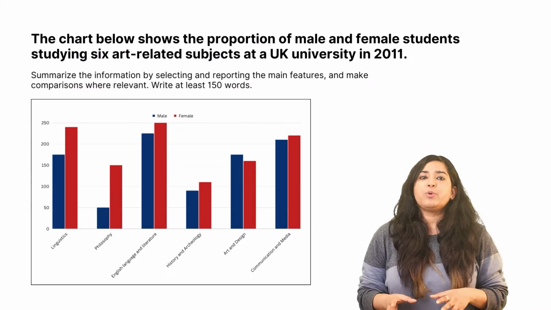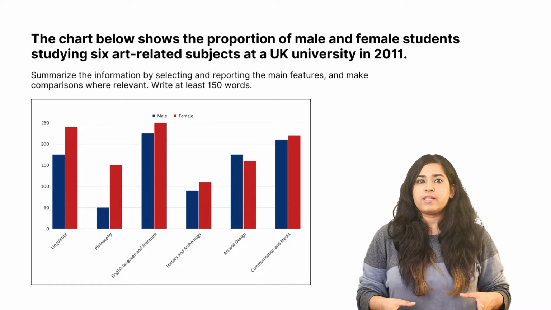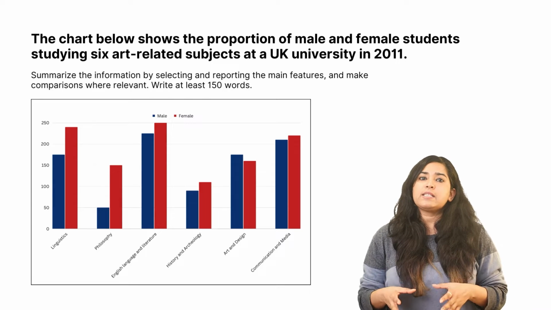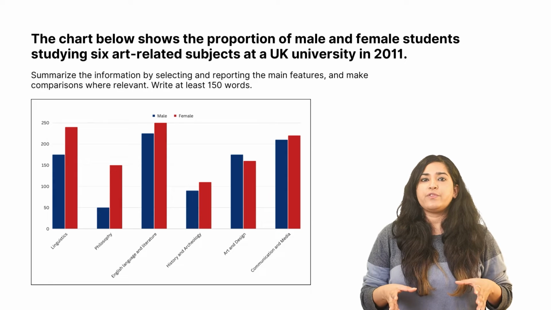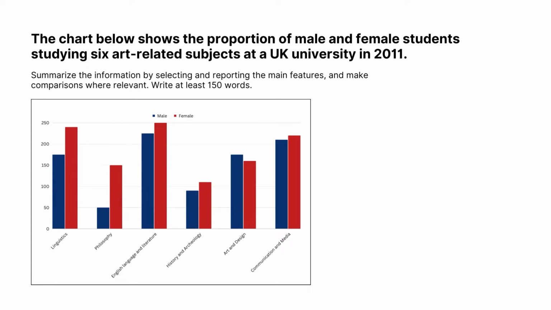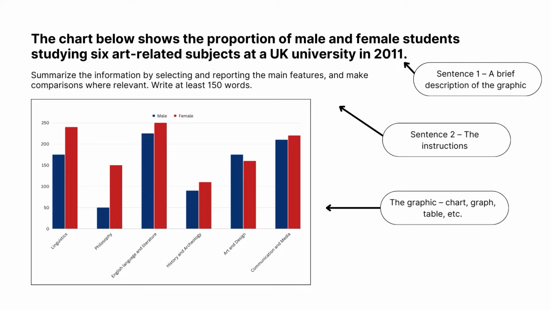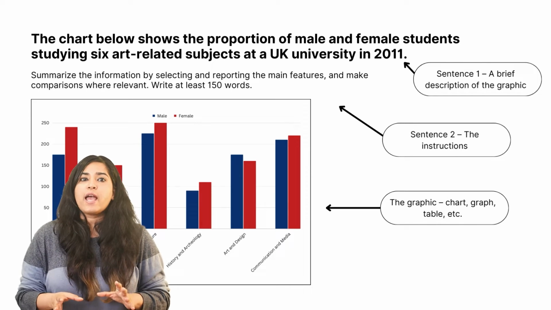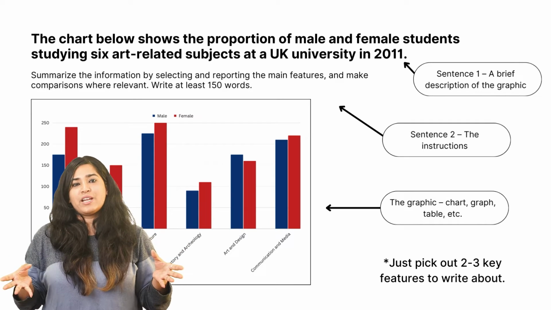Now, let's look at the question we're going to answer. The chart below shows the proportion of male and female students studying 6 art-related subjects at a UK university in 2011. Summarize the information by selecting and reporting the main features and make comparisons where relevant. Write at least 150 words. Now, every question consists of a first sentence, which is a brief description of the graphic, sentence 2, which would be the instructions, and then you'll have the graphic, which is either the chart, the graph, the table, etc. Keep in mind, you do not have to write about everything. Just pick out 2 or 3 key features and you'll have plenty to write about.